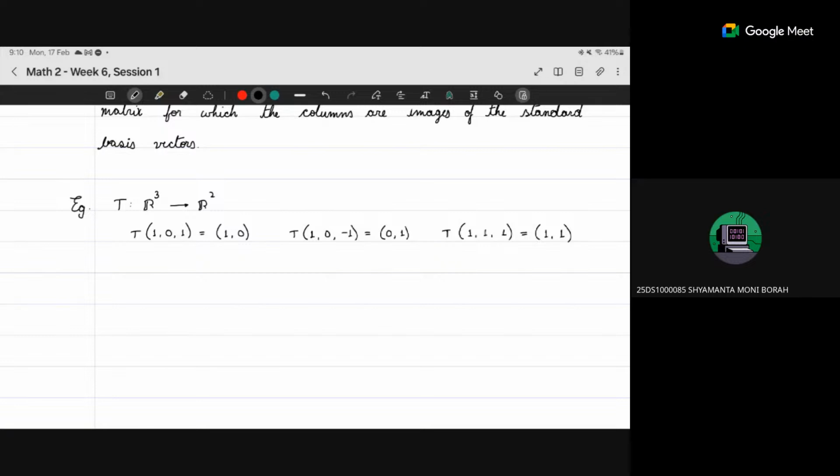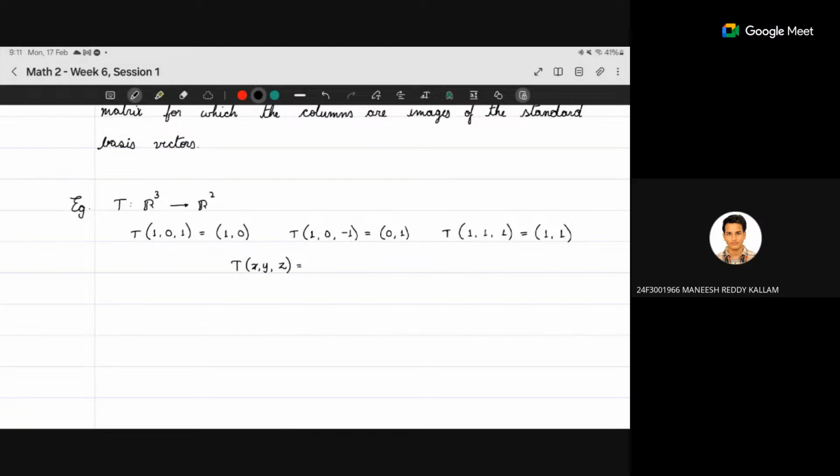Now, if I'm given that T of (1, 0, 1) is (1, 0), T of (1, 0, -1) is (0, 1), and T of (1, 1, 1) is (1, 1), what is T of (x, y, z)? I'll give you like 3 minutes maybe. Just do the computation and get back to me. What is T of (x, y, z)?